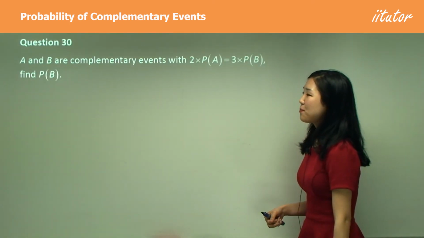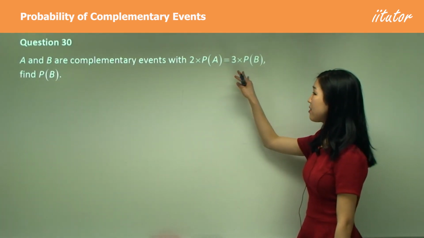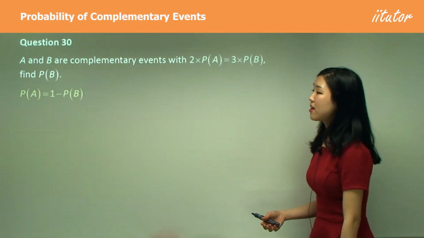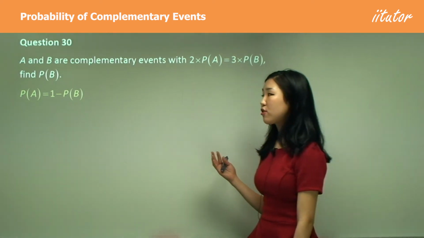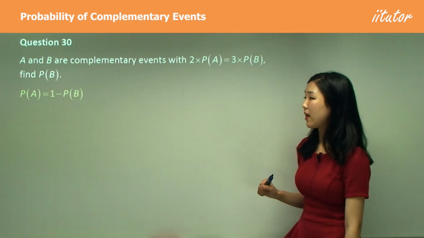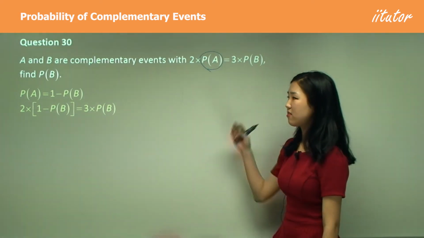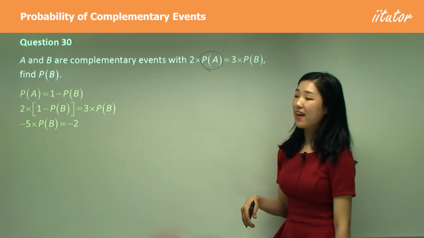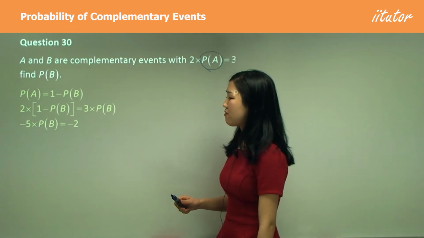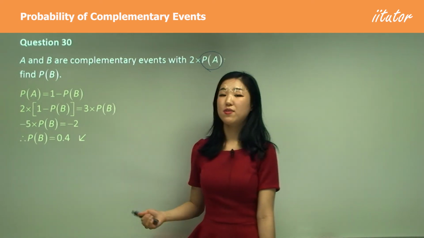Question 30. A and B are complementary events with this property. They say 2 times the probability of A is 3 times the probability of B. And it's asking us to find the probability of B. Because probability A is complementary of probability of B, I would say that probability of A is 1 minus the probability of B. So now substitute that into here. So this is 1 minus probability of B. Substitute it in, expand it and simplify it. And you can see that all I've done is expand and simplify here, guys. And then you divide both sides by -5, and you should see that negative cancels. 2 on 5 is the same as 0.4.